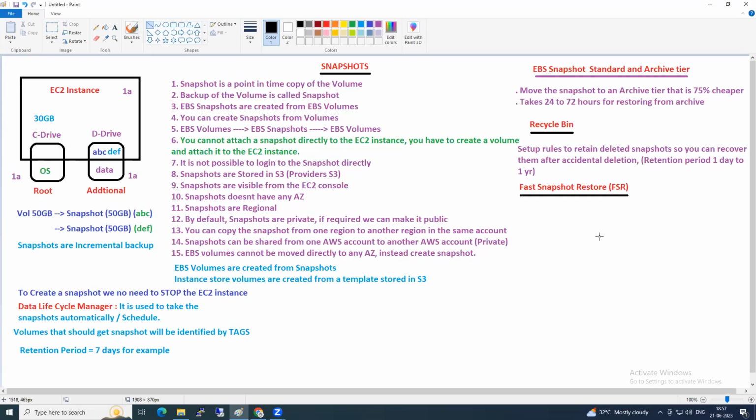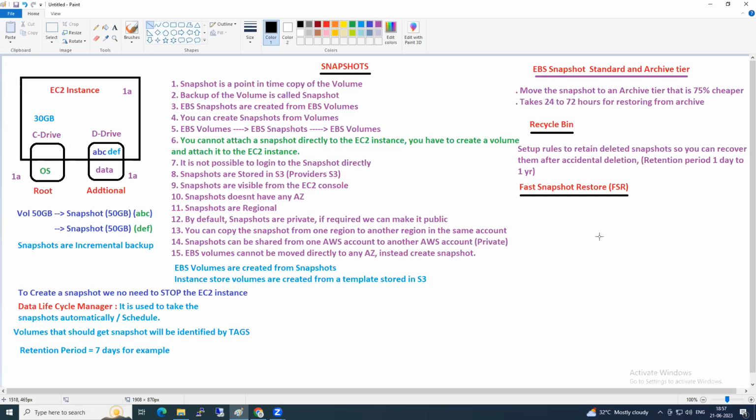So if you have a snapshot of 100 GB and you're creating a volume out of it, which is also 100 GB, it will take time, no? But if you use this fast snapshot restore feature, it will be much faster and automatic. Basically, if you use this, it immediately gives you the performance. It doesn't take much time.